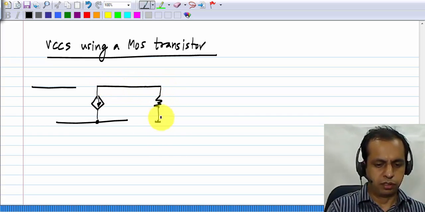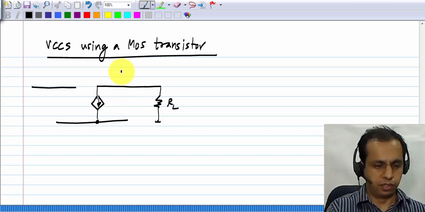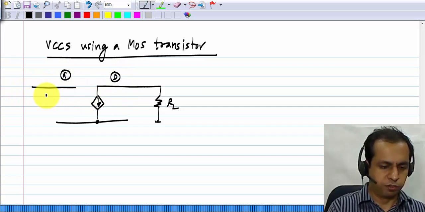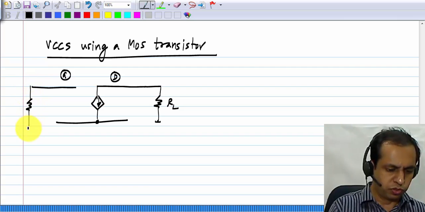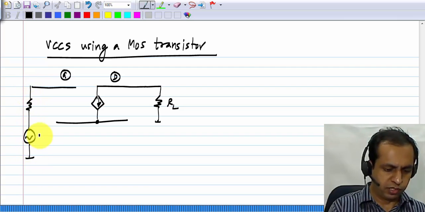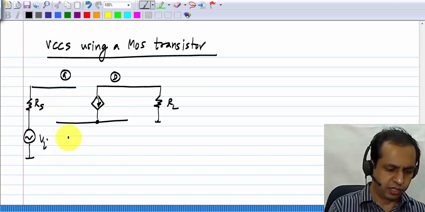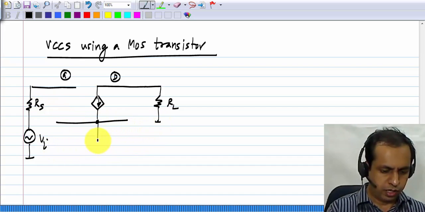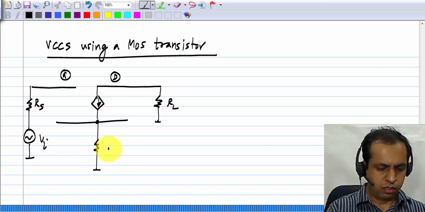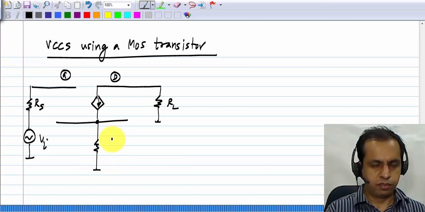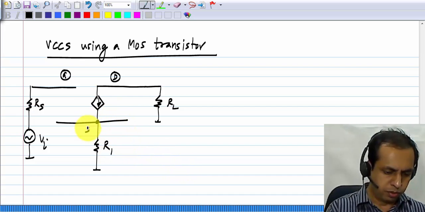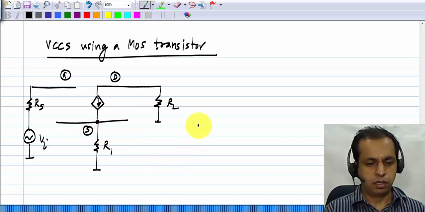I'll assume that the load is a resistor that is connected to the drain. The input is applied to the gate. Of course, a real input source will also have a certain source resistance Rs. And we have a resistance R1 connected between the source terminal and ground.